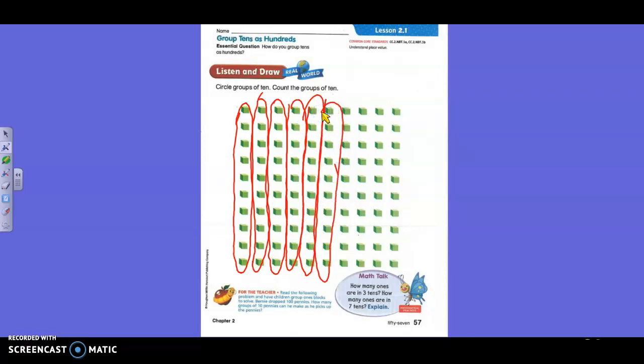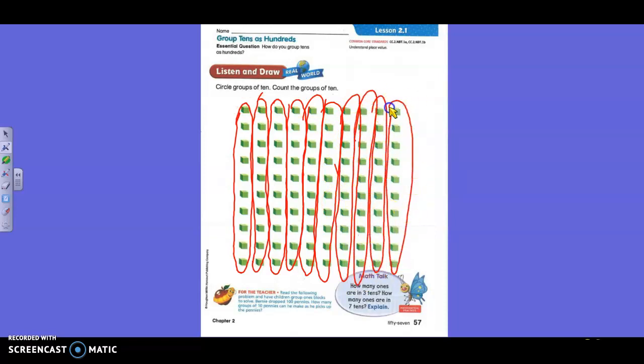Some of you went sideways, which was fine, because this is also 10 going this way. So you could have done that going all the way down. Mine, since I already started this way, I'm going to keep going. I don't even have to count to 10 anymore because I know that each group has 10. Now, how many tens or how many circles did we have, everyone? 10. Okay, very good.